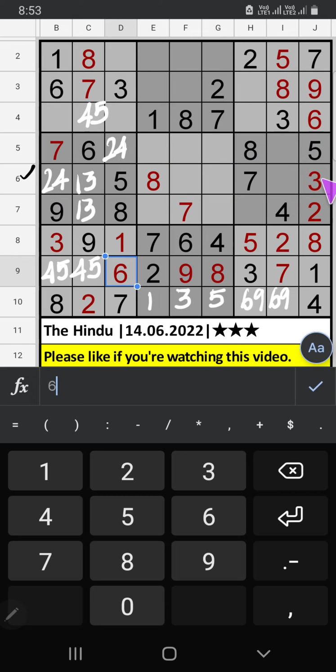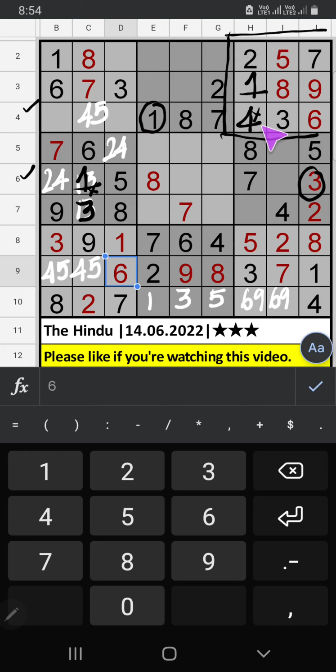Sixth row, we have 3. So 3 can't come in the cell, 3 is confirmed here. And then 1 is here. Third grid, only 2 numbers are remaining, 1 and 4. It will come in another 2 cells. Fourth row, we already have 1. So 1 can't come in the cell, 1 is confirmed here. Then 4 is here. Fourth row, we have 4. So 4 can't come in the cell, 4 is confirmed here. Then 5 is here.